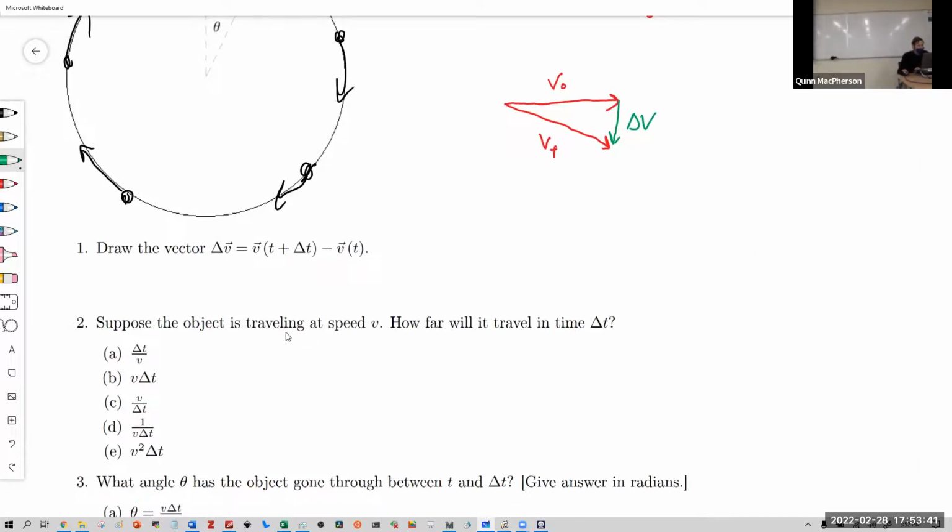Suppose the object is traveling at speed v. How far will it travel in time delta t? And I mean the full arc distance, not the displacement. Its full distance traveled. Like if it had an odometer, how much would its odometer increase? Not sure, check units.